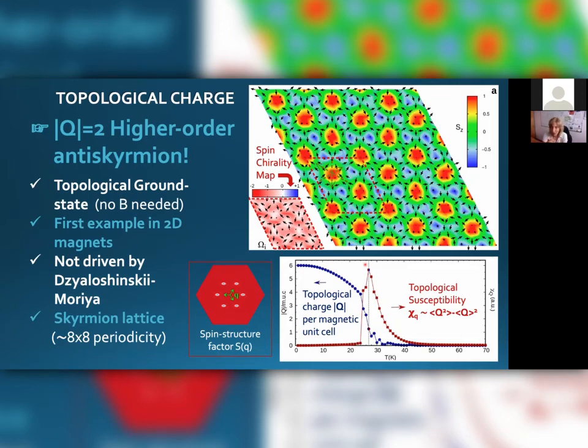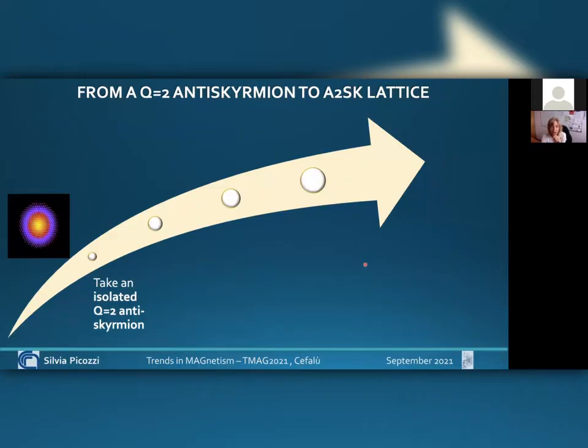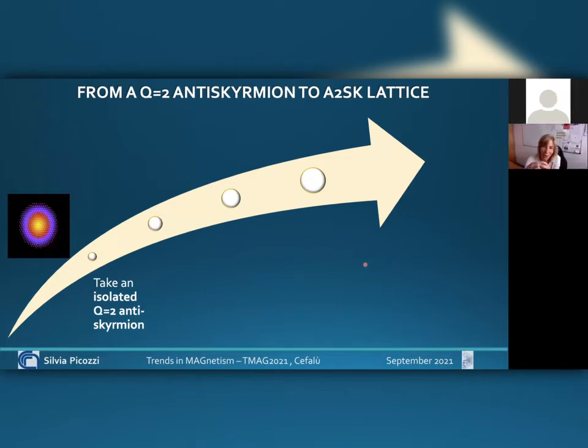This is quite a peculiar system, right? We have a topological ground state, so it's not driven by any magnetic field. We have it as a ground state. To our knowledge, this was the first example of this kind in a magnet when we wrote the paper. It's not driven by Dzyaloshinskii-Moriya because there's no Dzyaloshinskii-Moriya interaction. And we have a skyrmion lattice, so we don't have any single skyrmion. Here we really have a lattice with a rather small periodicity, about 8 times 8 in lattice periodicity.